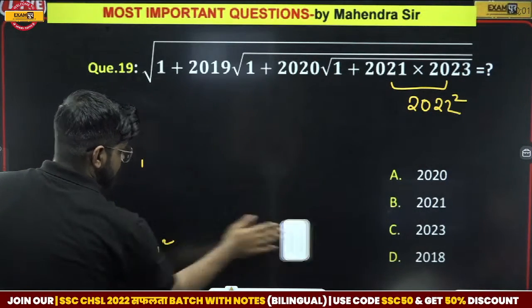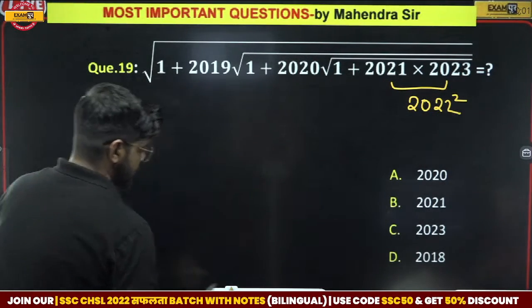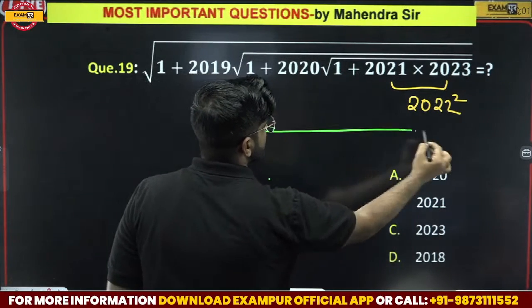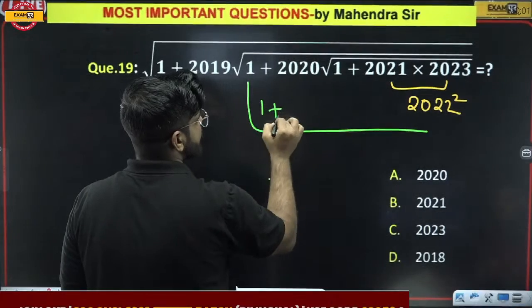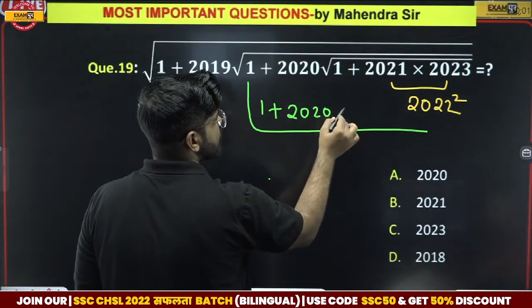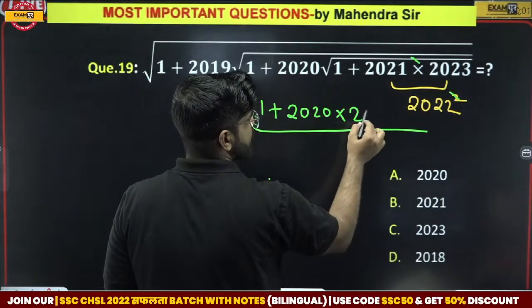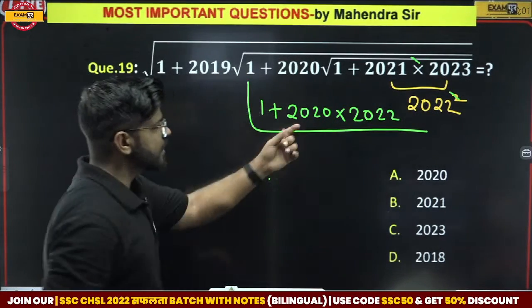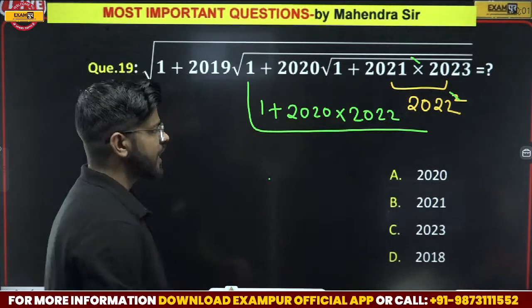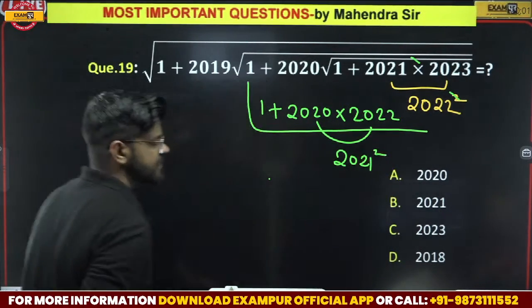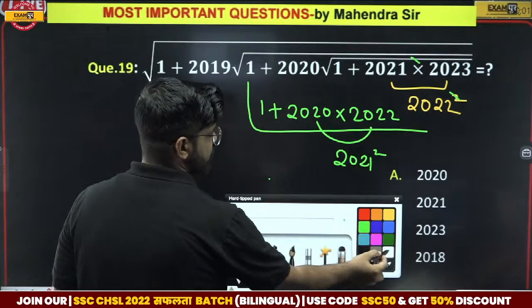You know the concept. Now we have to solve the question. So now when we talk about this 2022, here we will get 1 plus 2020 multiplied by, now square and square root get cancelled out, and here we will get 2022, and you know that here is the difference of 2, that means we will get what? We will get 2021 square from here. We will get 2020 square from here.